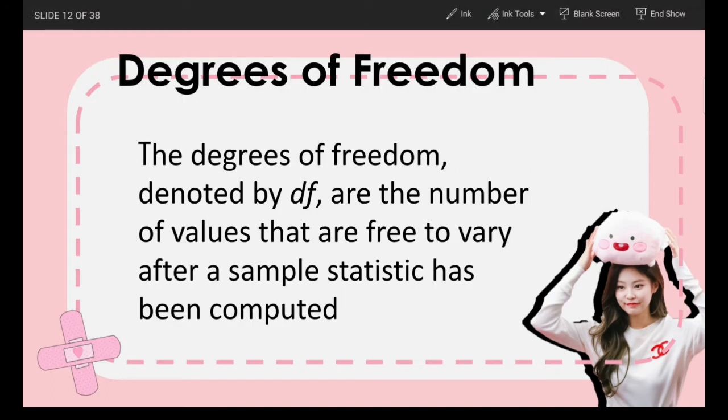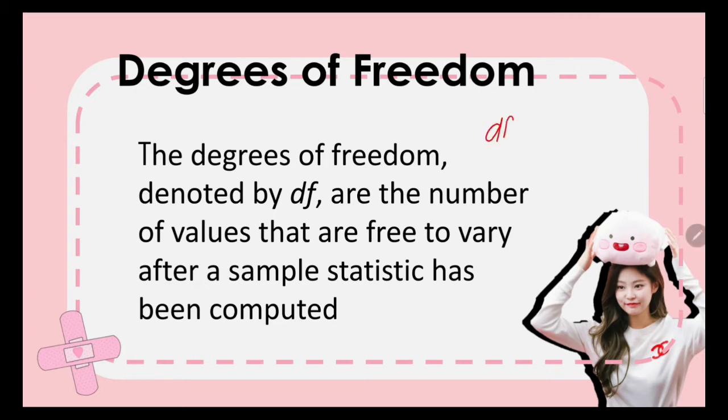Let us proceed with the degrees of freedom. The degrees of freedom is denoted by DF. Those are the number of values that are free to vary after the sample statistic has been computed. So how do we compute for the degrees of freedom? For the degrees of freedom, we have the sample size minus 1.